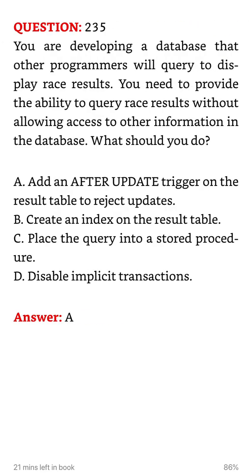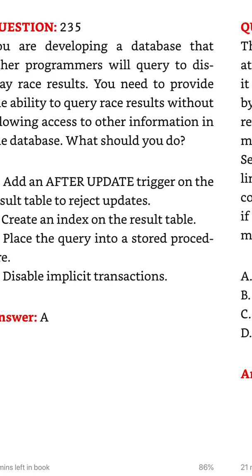Question 235. You are developing a database that other programmers will query to display race results. You need to provide the ability to query race results without allowing access to other information in the database. What should you use? A. Add an after update trigger on the result table to reject updates. I would place the query into stored procedures.